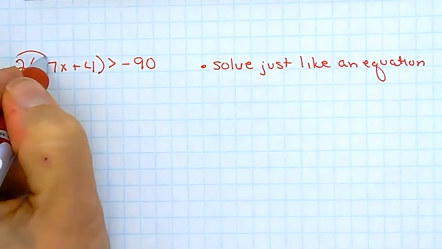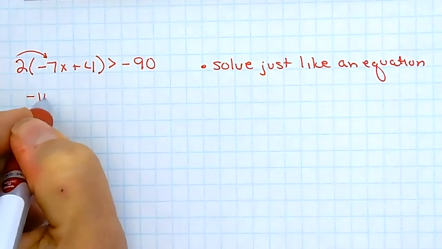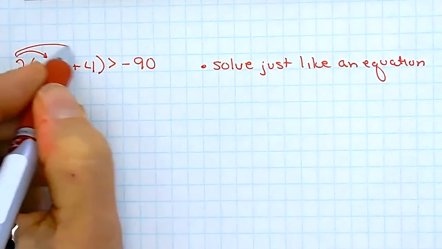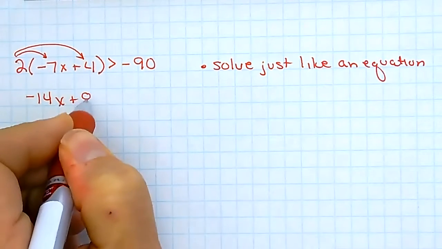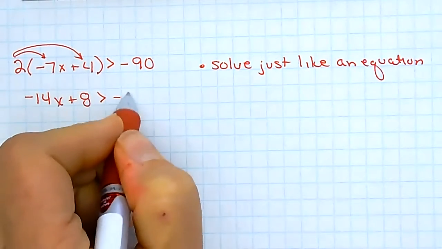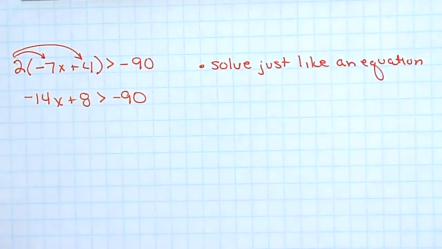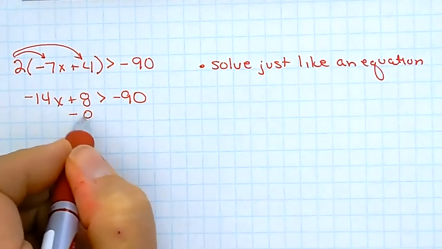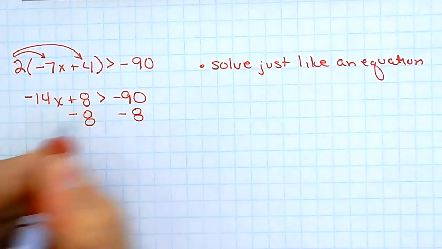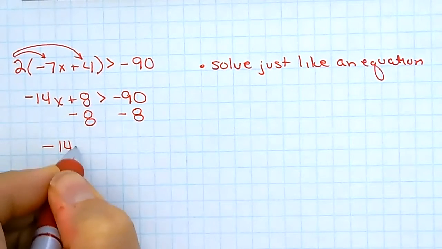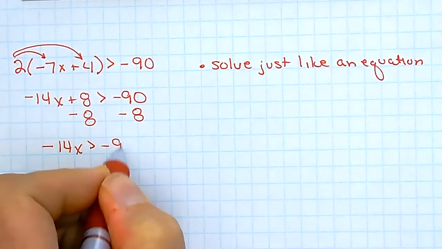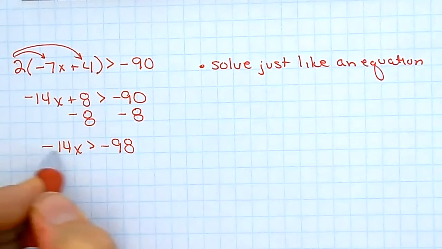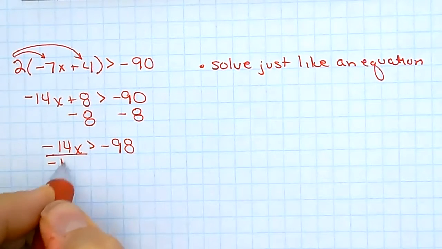So 2 times negative 7 is negative 14x. 2 times 4 is 8. And that's greater than negative 90. Move 8 over to the other side. So subtract 8. Negative 14x is greater than negative 98. And now divide by negative 14.